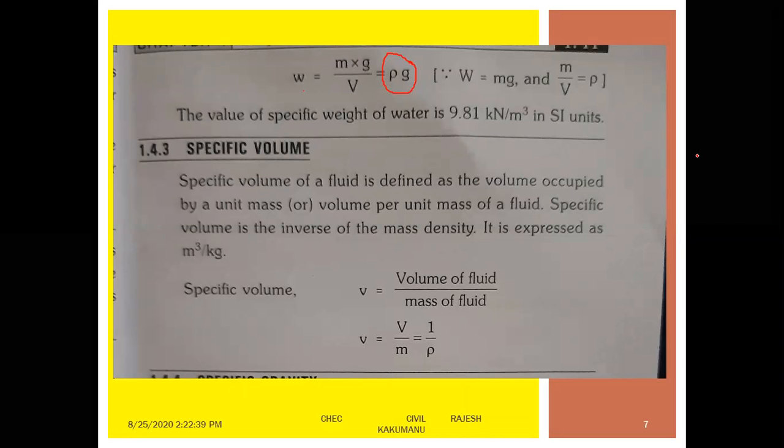When we choose volume, we call it specific volume. Then what is the specific volume here? It is the volume of fluid, defined as the volume occupied by the unit mass, or volume per unit mass of the fluid. So specific volume small v is equal to volume of the fluid by mass of the fluid.